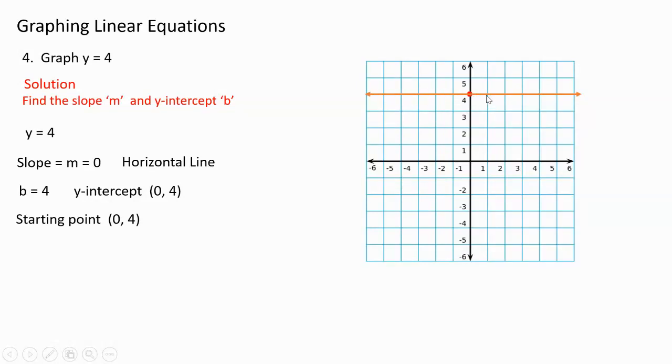Or you can pick another number for x. You can pick 1, 4. You can pick 3, 4. You can pick anything where the y value from the ordered pair is 4. That's why it's going to be a horizontal line.